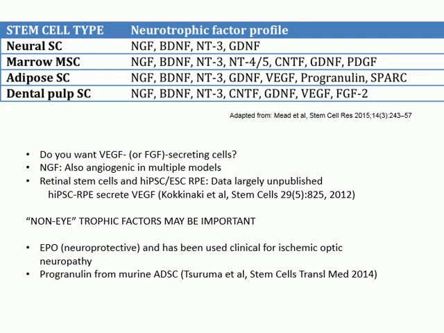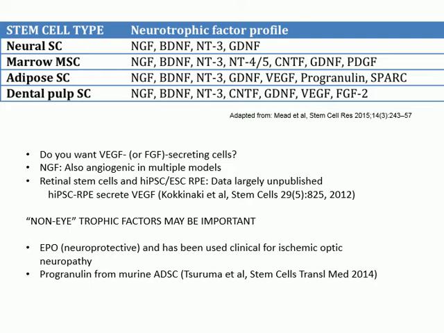Retinal stem cells and the pluripotent cell therapies for generating RPE, the profiles for these cells are largely unpublished because they're proprietary and the companies have held this pretty close to the chest. But nonetheless, I was able to find evidence that the human-induced pluripotent stem cells being generated to differentiate RPE do secrete VEGF.